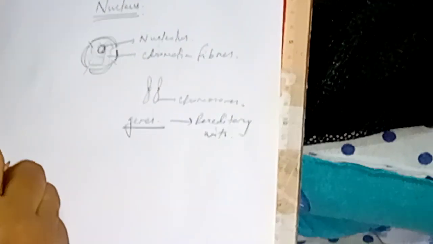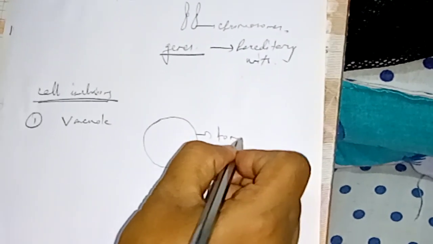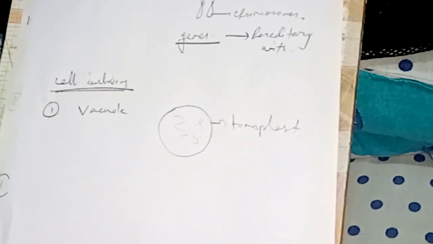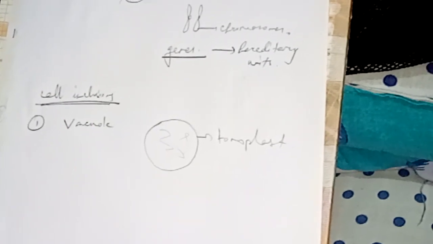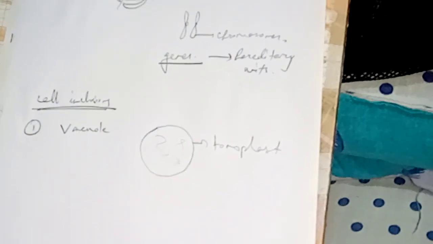As I already told you in my first video, cell inclusions are the non-living parts of the cell and there are two inclusions. One is the vacuole, which is mainly present in the plant cell, and this vacuole is surrounded by a membrane. That membrane is called the tonoplast, and inside this there is a clear space and it contains water and other substances in solution form. What is the function of this? It gives a particular rigid shape to the cell.